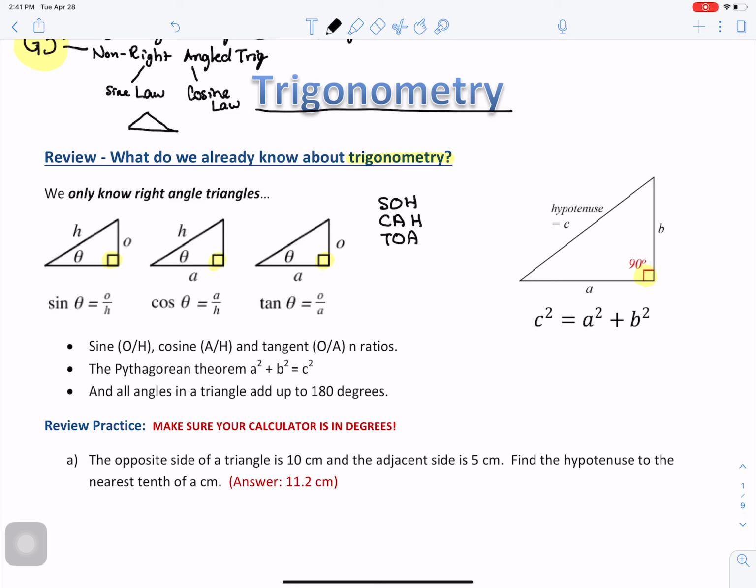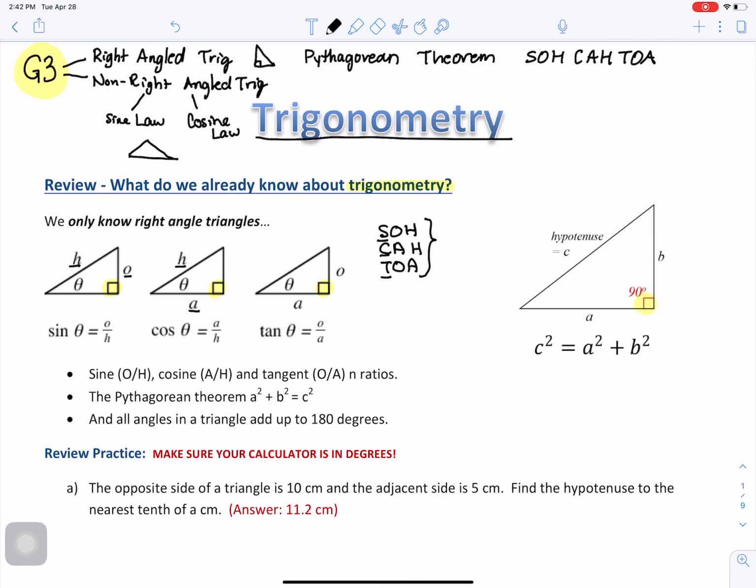What SOHCAHTOA tells us, for example, the S in SOH tells you the sine of this angle is equal to the ratio of the opposite number to the hypotenuse number. The C in CAH stands for cosine of the angle, equaling the adjacent over hypotenuse. And the T stands for tangent of the angle as opposite over adjacent. So pretty much what we're doing here is getting a ratio of two sides of a triangle and what angle that produces when that ratio is possible.